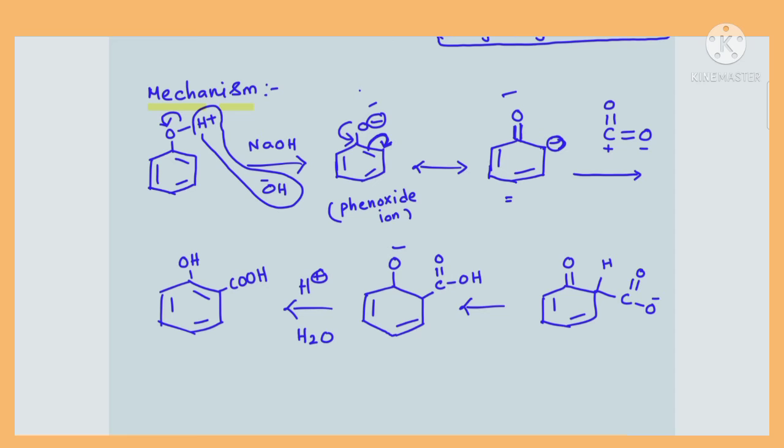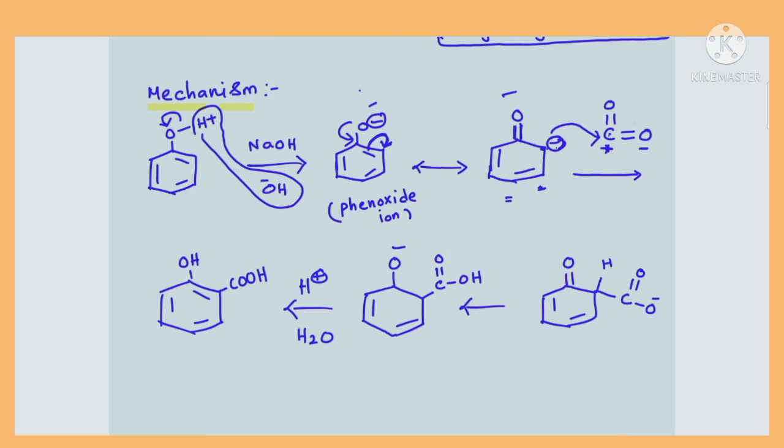Now this second form of phenoxide ion will react with carbon dioxide. This is the structural formula of carbon dioxide. Oxygen, being more electronegative, can be given a negative charge, and carbon a positive charge. Here the carbon is an electron deficient center. This electron rich carbon can attack the electron deficient carbon of carbon dioxide, so the electron over this carbon is shared with the carbon atom of carbon dioxide, and a new bond is formed between this carbon and the benzene ring carbon.